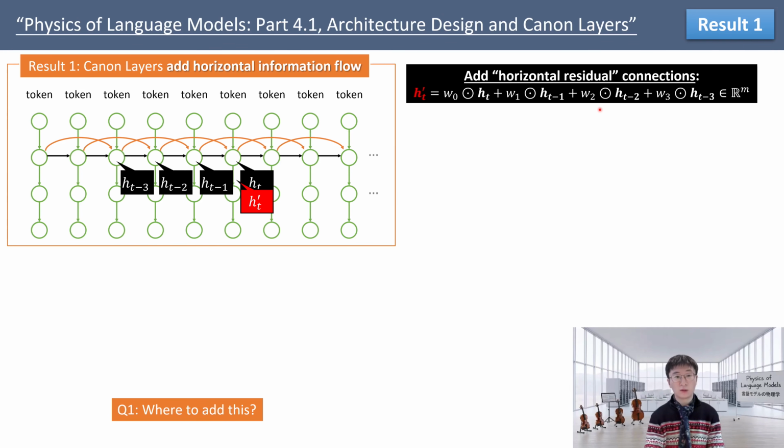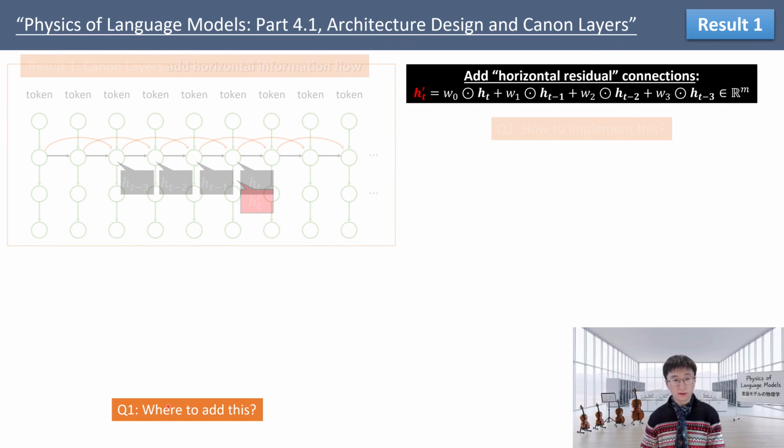There are 2 details that I'm missing here. Number 1 is where to add such horizontal information flow. The second one is how to implement this. Okay, one thing at a time. So where to add this?